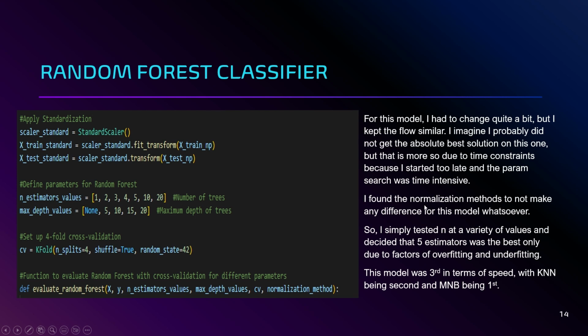But I found normalization methods did not make any difference for this model whatsoever. They actually were exactly the same when they came out, regardless of what the normalization was. I tested n at a variety of values and found that 5 was the best only due to factors of overfitting and underfitting. This was the third slowest so far, KNN being second and multinomial being first.